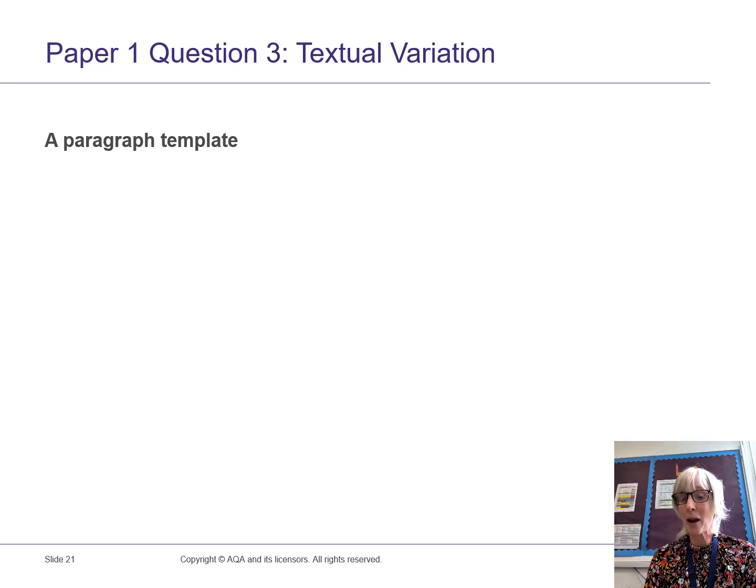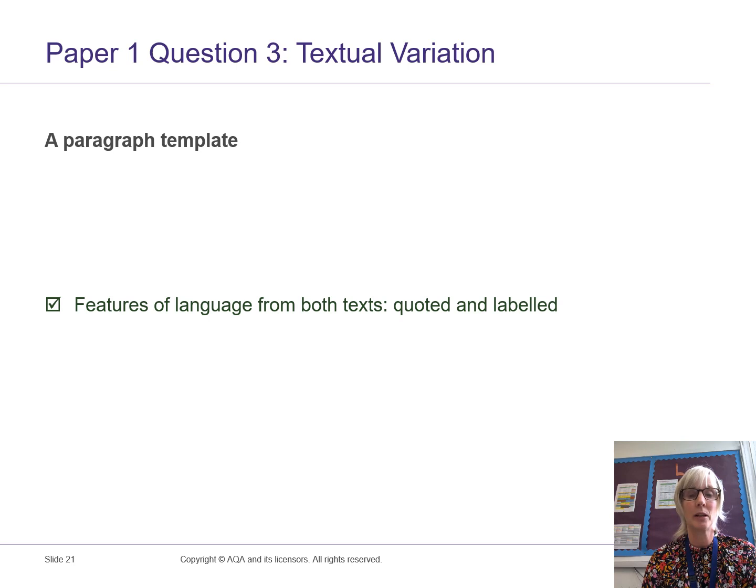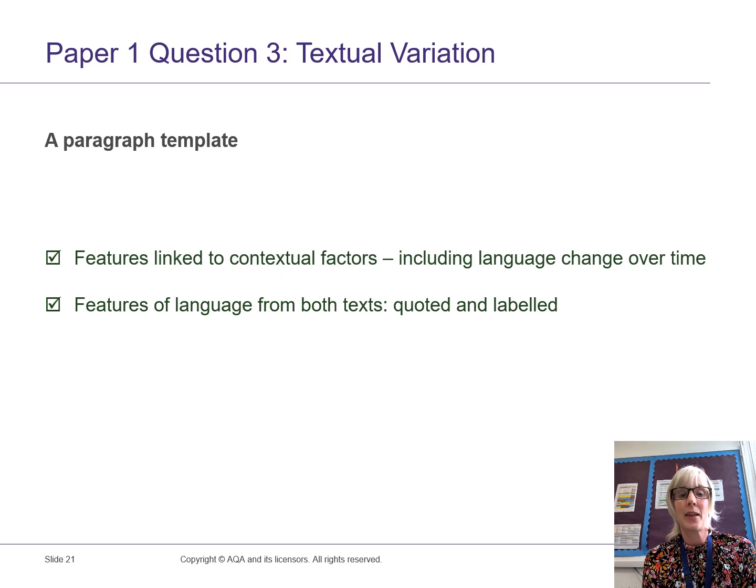So here is a paragraph template, which is really nice. Some of you will, I'm sure, like this. This is what your paragraphs need to contain. They need features of language from both texts, quoted and labelled. Those features then need to be linked to contextual factors, including, don't forget, language change over time.